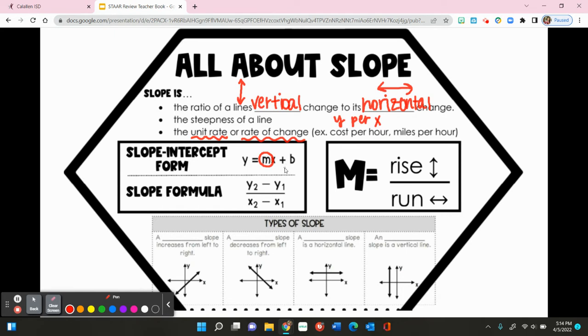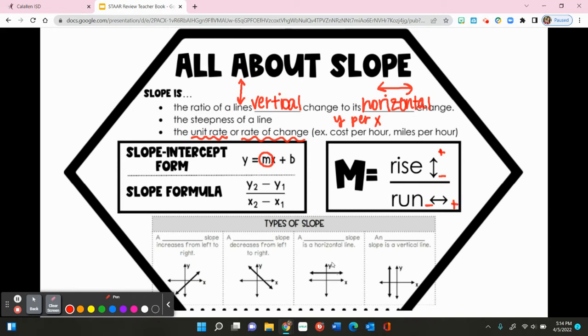Now, there are a couple ways you can find slope. One, you can use the slope formula, which is y2 minus y1 over x2 minus x1, or you can find your slope using rise over run. So with rise over run, if you move up, that means your change is positive. If you go down, that means your change is negative. Then you want to find your run. Now, if you go to the left, that means your change is negative, and if you go to the right, that means your change is positive.